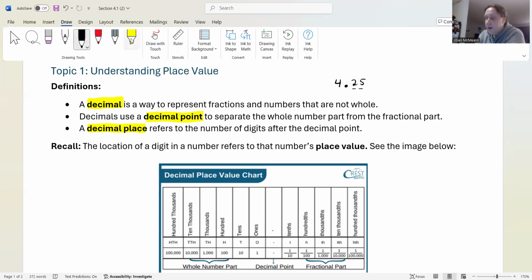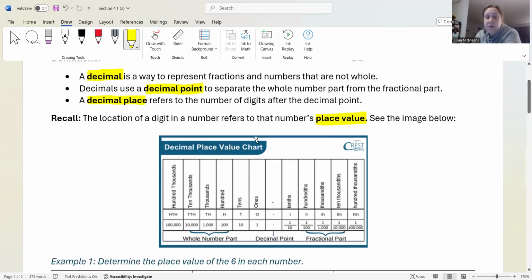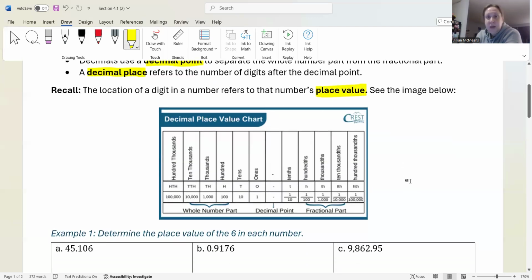Now let's revisit place value. Hopefully you remember from the first chapter when we were dealing with whole numbers that the location of a digit in a number refers to that digit's place value. That's really important for us, especially when we're rounding. Place value is also important when it comes to saying numbers and writing numbers as fractional equivalents. Now, I do want to point out we have our decimal point. The decimal point separates the whole number part from the fractional part.